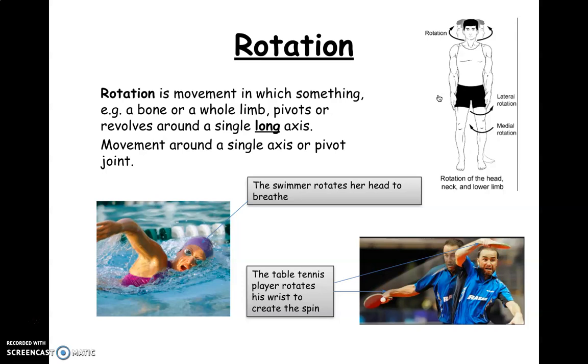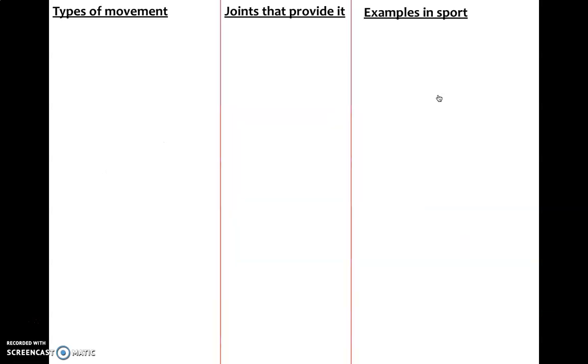Lots of you will have played table tennis at school. So when you try and do top spin to make the ball bounce high and into your partner away from the table, you rotate your wrist to bring the bat over the top of the ball, and that's rotation there. So you can have a look at the types of movements, which joints provide it, and examples in sport.